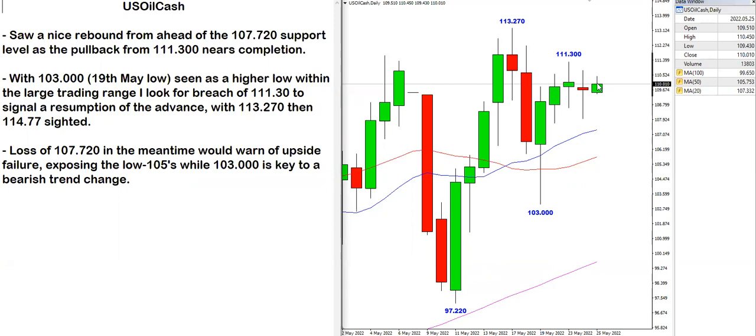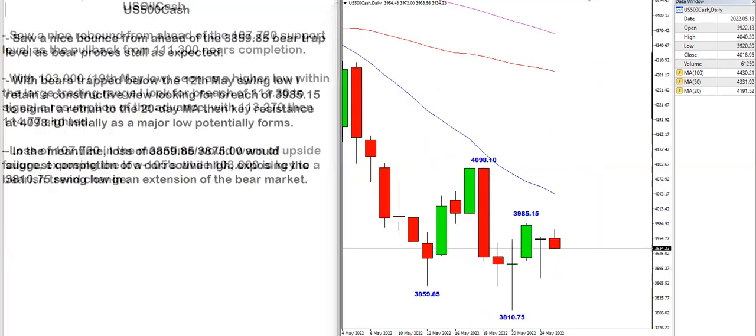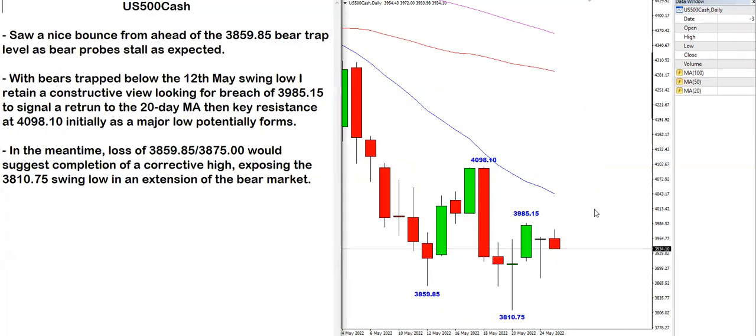And looking for a break of 111.30 to signal an acceleration of this move through 113.27 up towards a projection target, which currently comes in around 114.77. Bigger picture, to me, it looks like a developing uptrend within a large trading range. Downside wise, I would need to see it through 103 to signal a bearish trend change. So as long as we're above that 103 level, for me, it looks pretty constructive, looking for higher levels.